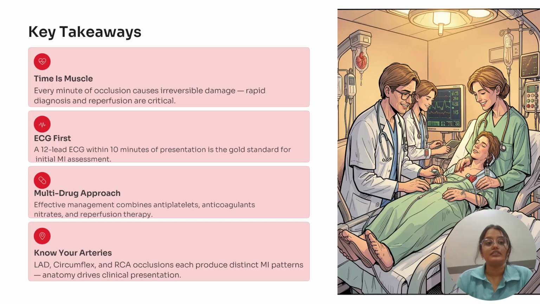Key takeaways. Time is muscle. Every minute of occlusion causes irreversible damage to the heart muscle. Rapid diagnosis and reperfusion are critical. ECG first: a 12-lead ECG within 10 minutes of presentation. Multi-drug approach: effective management combines antiplatelets, anticoagulants, nitrates, and reperfusion therapy. Know your arteries: from the angiography we can know which coronary artery is involved. LAD, circumflex, RCA occlusions each produce distinct MI patterns.